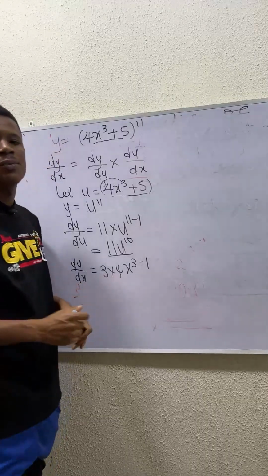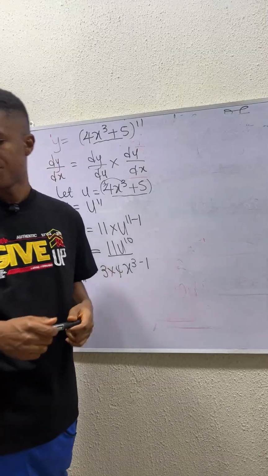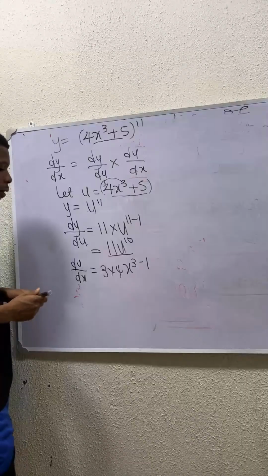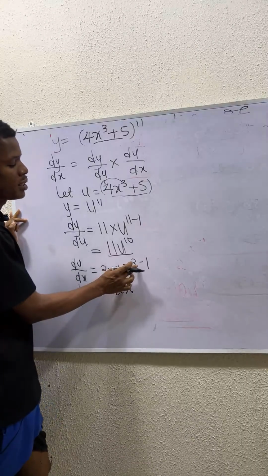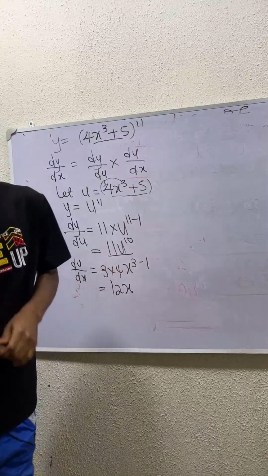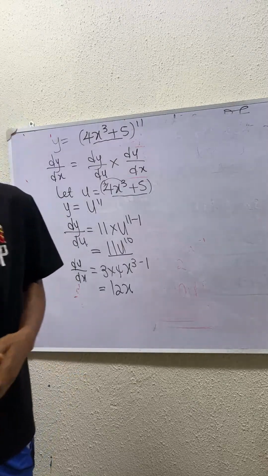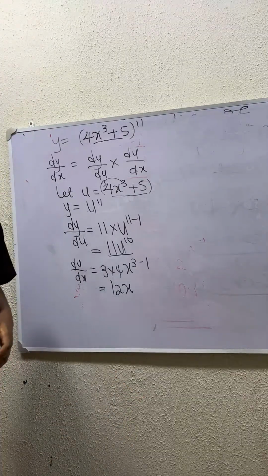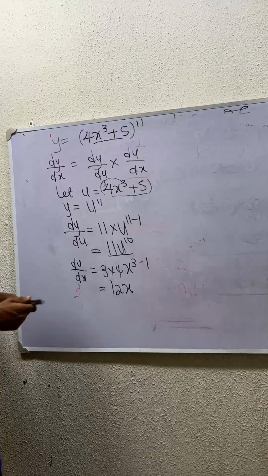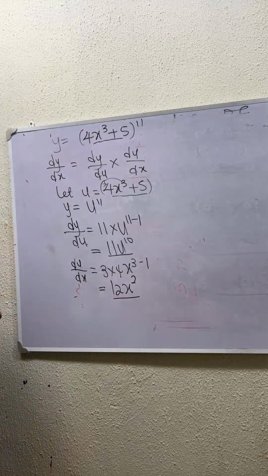3 times 4 is what? 3 times 4 is 12. So we have 12x. What is 3 minus 1? 3 minus 1 is 2. So this is basically du/dx, which is 12x squared.